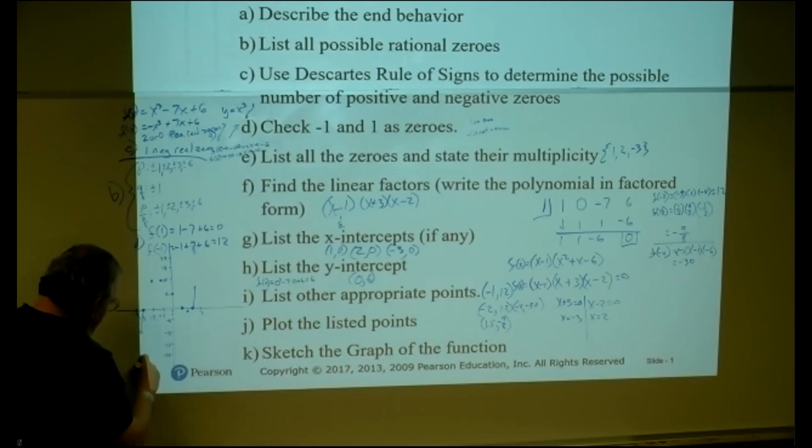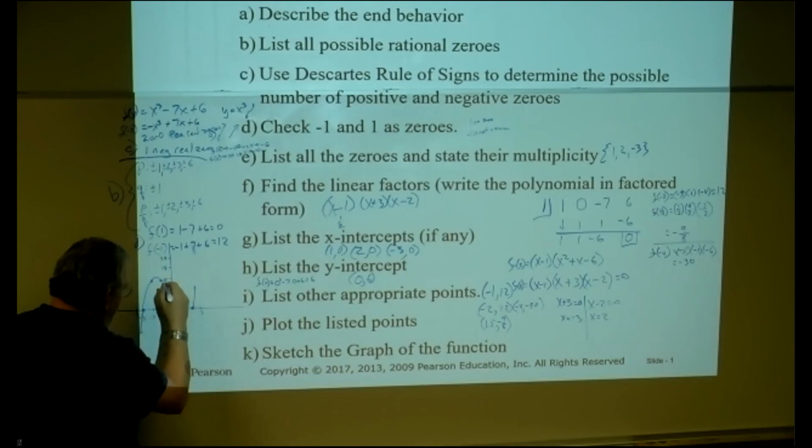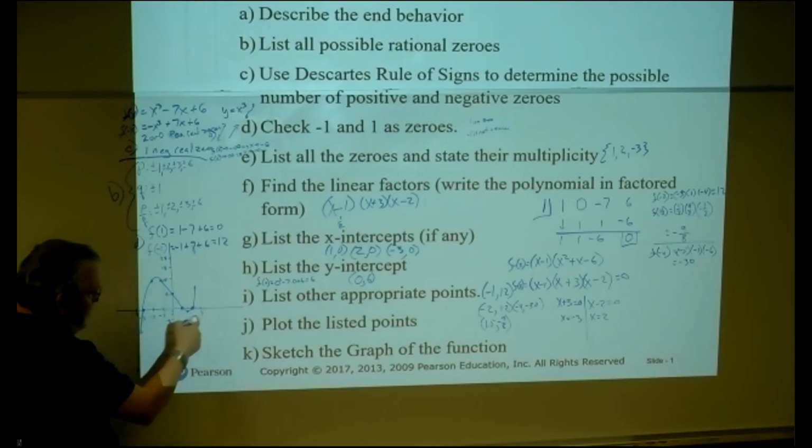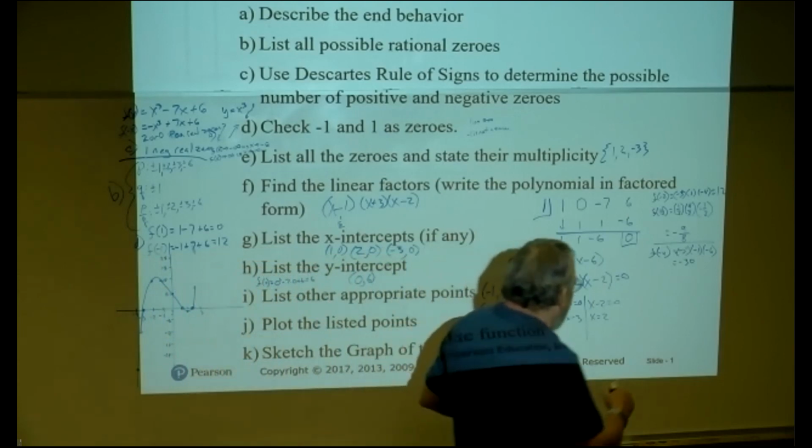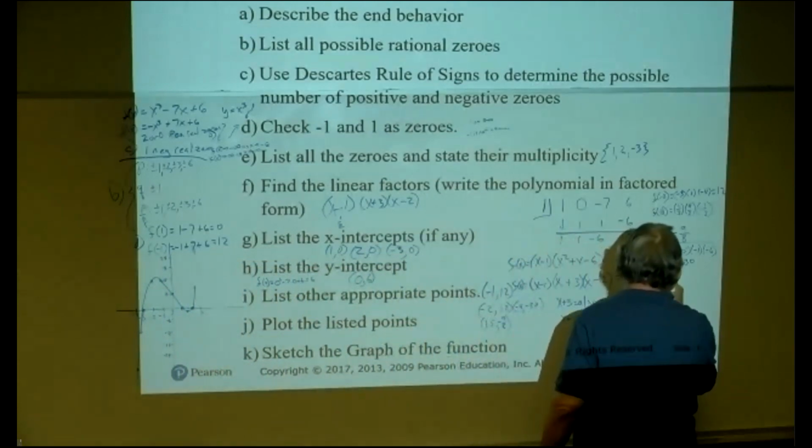So it's going to come up like this, through here and come back down. Go through here and go back up. And so at 3, what's going to happen at 3? So now I want to find out what happens at f of 3.